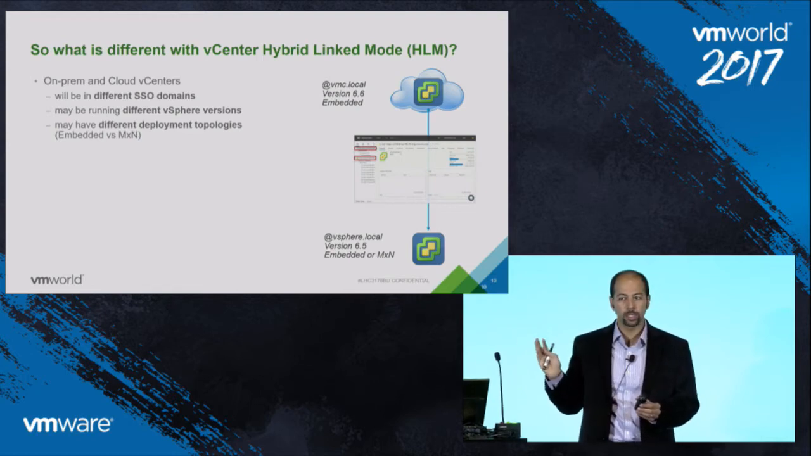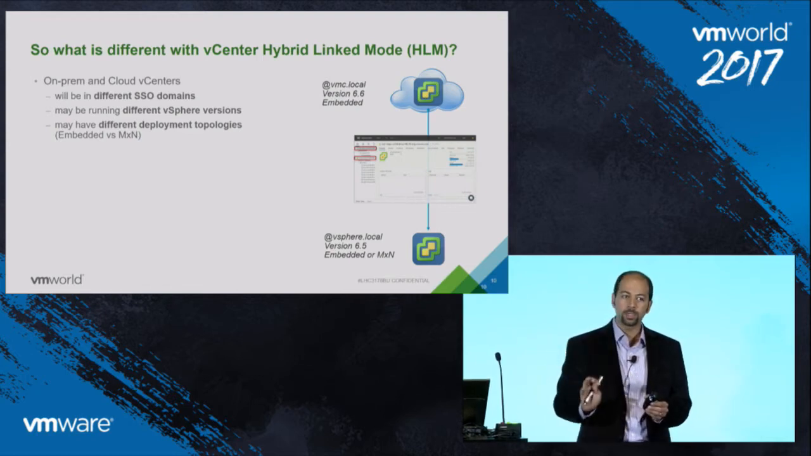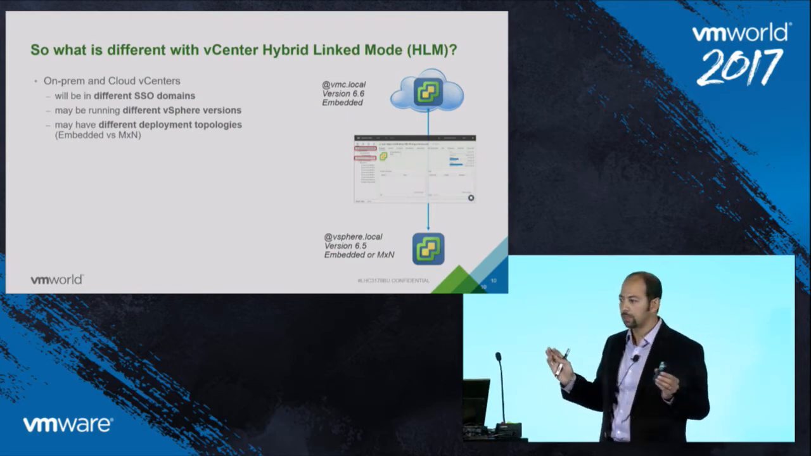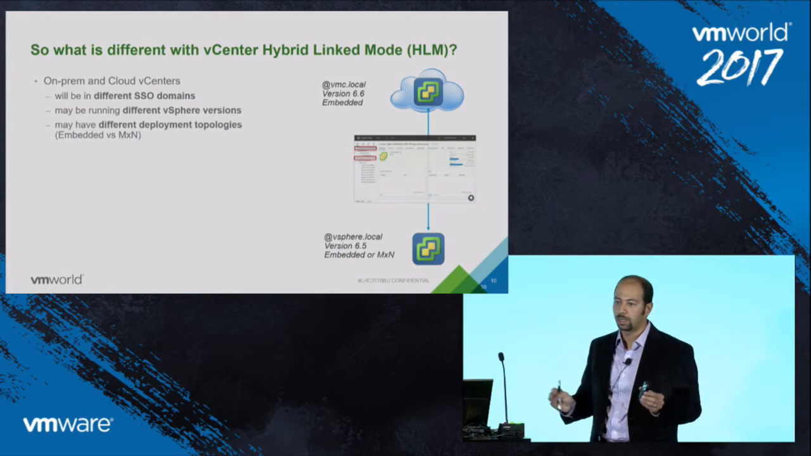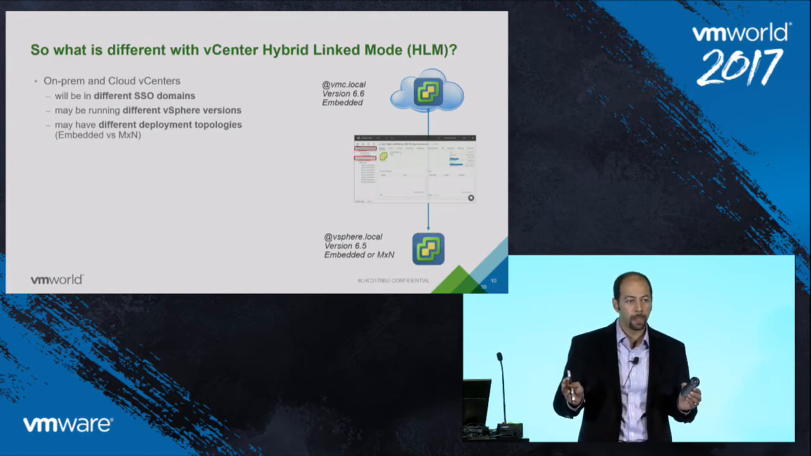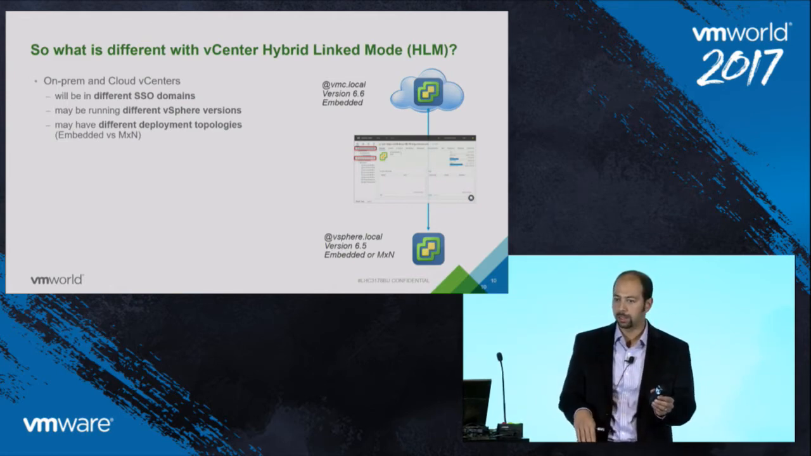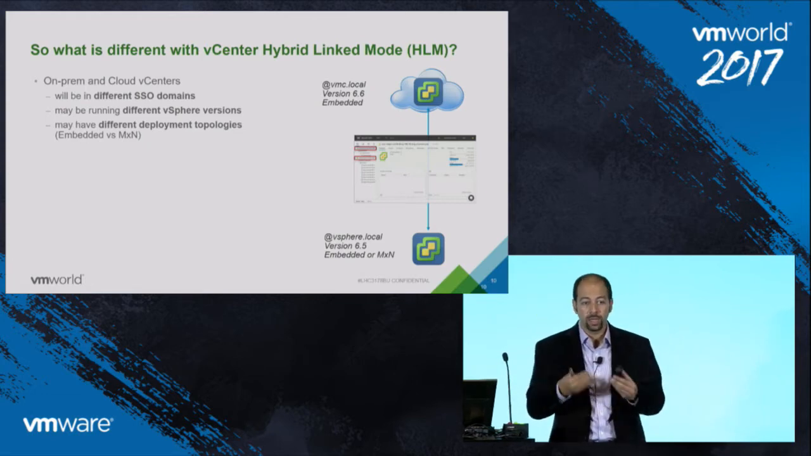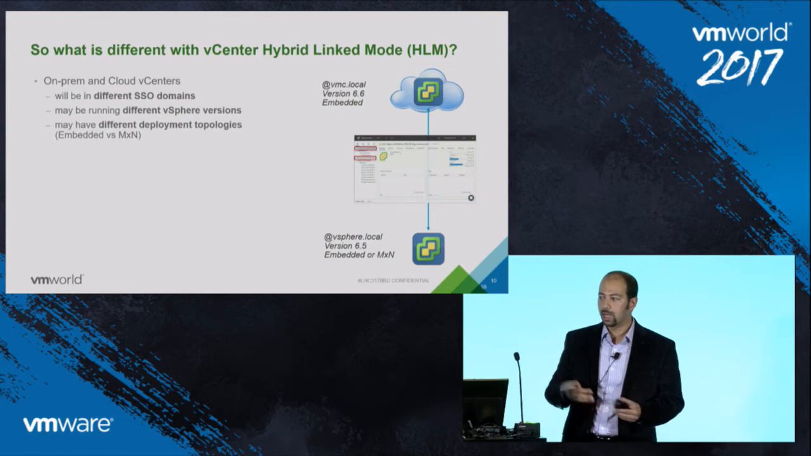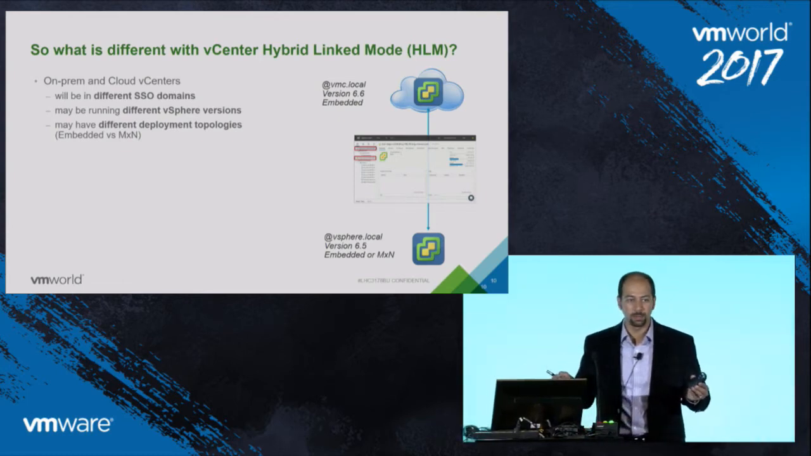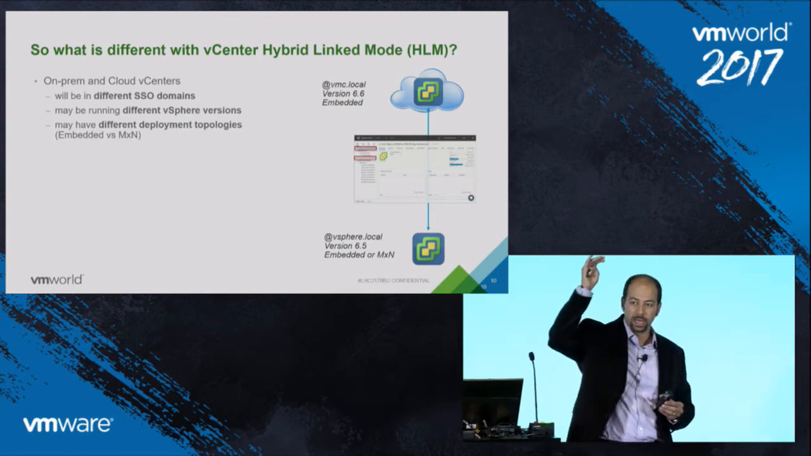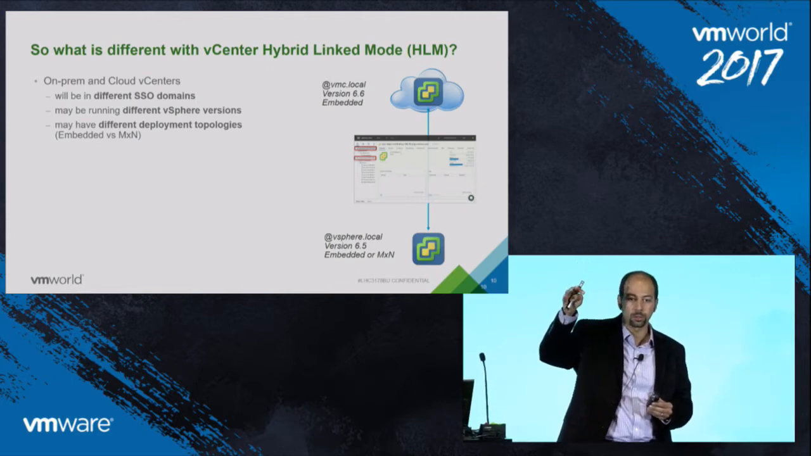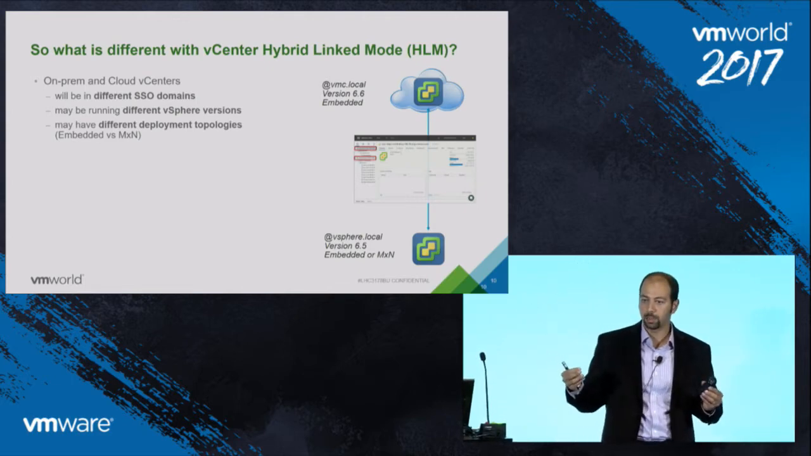Topologies could also be different. The enhanced link mode that I just showed you required an external platform services controller, right? But you may have an external platform services controller on-premise, an external PSC topology, or a vCenter with an embedded PSC. In fact, we're running actually on VMware Cloud with an embedded PSC. And so now we need to actually come up with a different mechanism, not to have a dependency on that external common component, the platform services controller, to enable sharing of data across these.